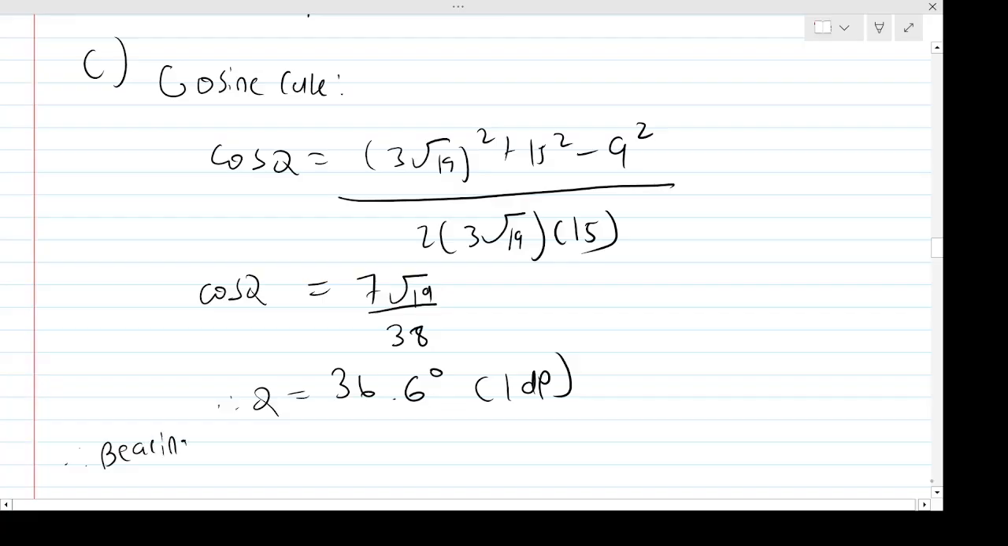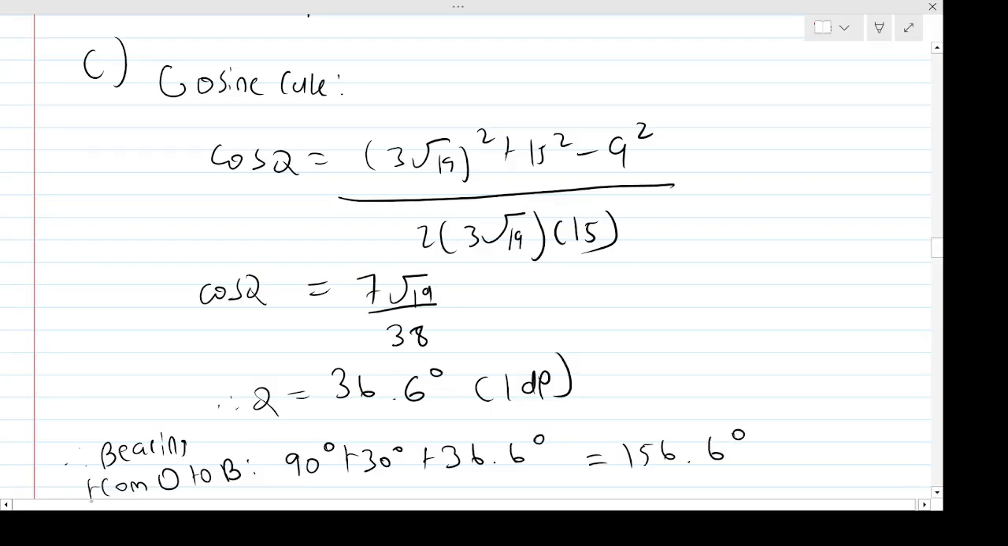The bearing from O to B. That's going to be 90, add my 30, add the angle alpha. So 36.6 gets me 156.6 degrees to 1 decimal place.